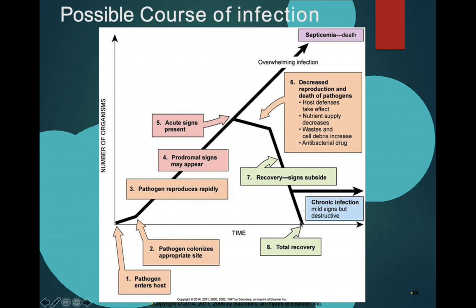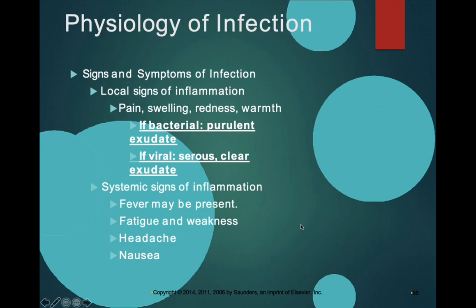Otherwise, they can go into a total recovery. So signs and symptoms of an infection: if it's the local signs, pain, swelling, redness, warmth. If it's bacterial, remember they have that purulent exudate, and if it's viral, they have a serous, which is a clear exudate. If there are systemic signs of inflammation, the fever can present, fatigue, weakness, headache, nausea.